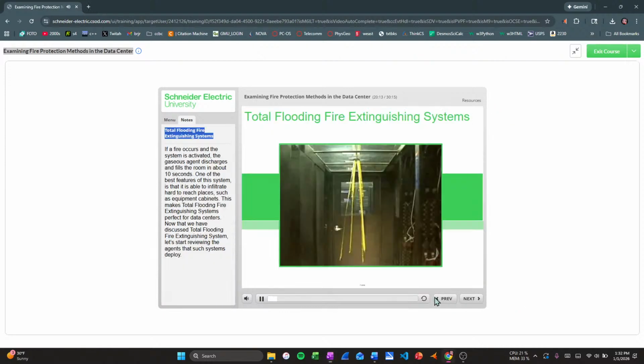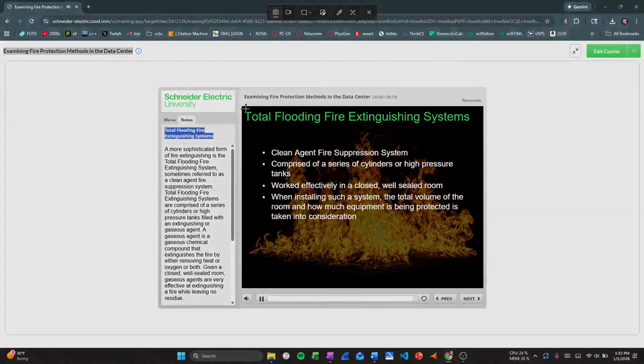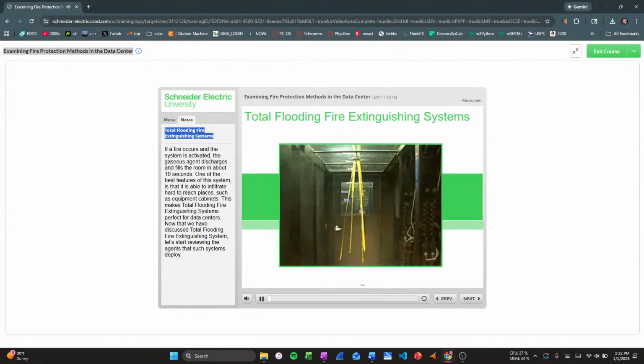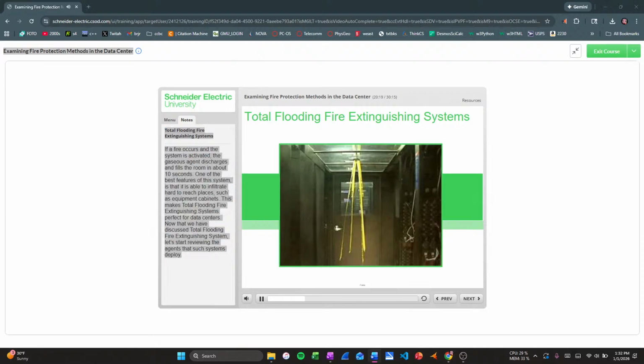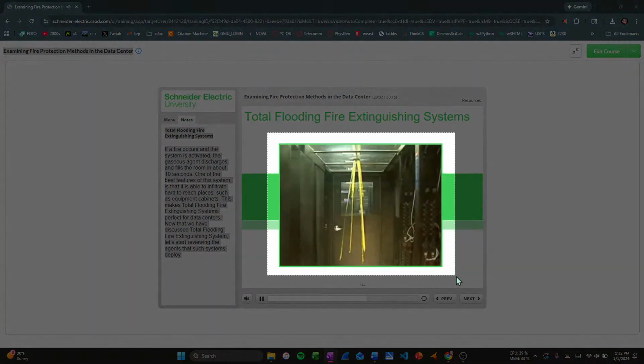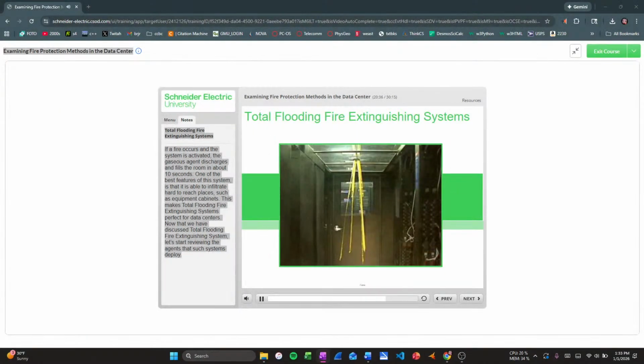If a fire occurs and the system is activated, the gaseous agent discharges and fills the room in about 10 seconds. One of the best features of this system is that it's able to infiltrate hard-to-reach places, such as equipment cabinets. This makes total flooding fire extinguishing systems perfect for data centers. Now that we've discussed total flooding fire extinguishing systems, let's start reviewing the agents that such systems deploy.